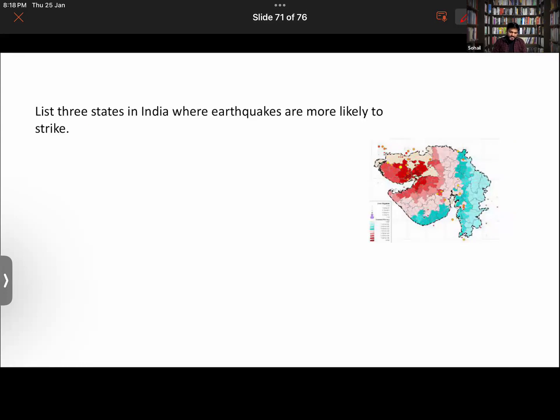Answer this question. List 3 states in India where earthquakes are most likely to strike. Sir, Delhi, Assam. Yes, sir. Answer this question. List 3 states in India where earthquakes can happen. They are most likely to strike.